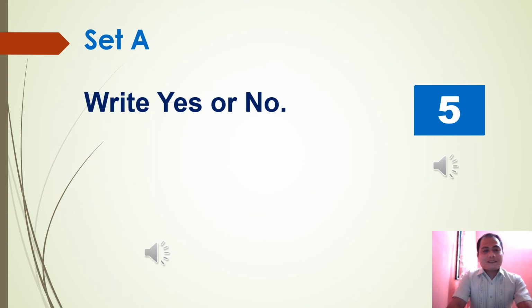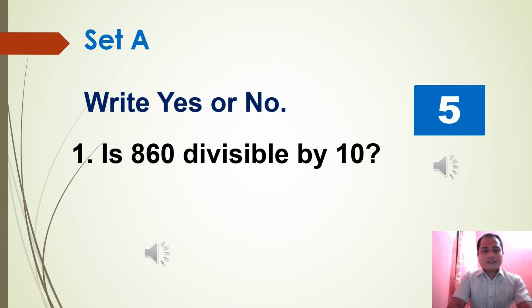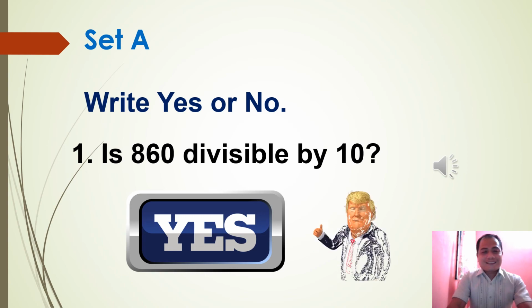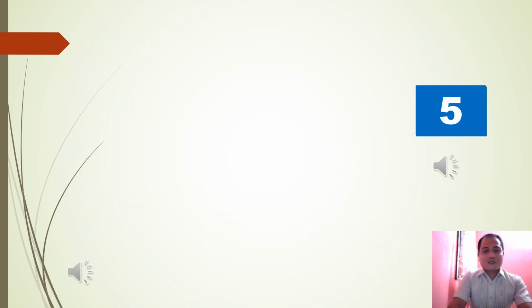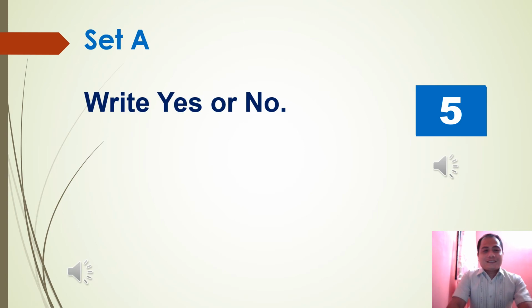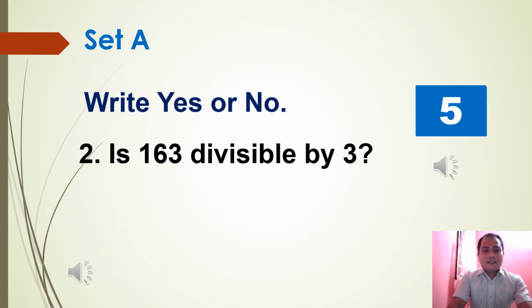Okay, set A, just write yes or no. Number 1, is 860 divisible by 10? You have 5 seconds to answer. Okay, the answer is correct. Yes. It ends with 0. Number 2, very good. Is 163 divisible by 3? You have 5 seconds.